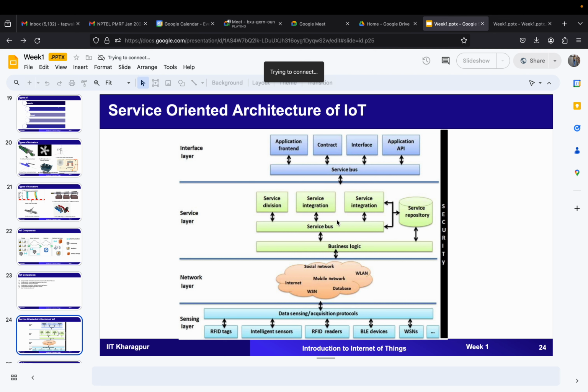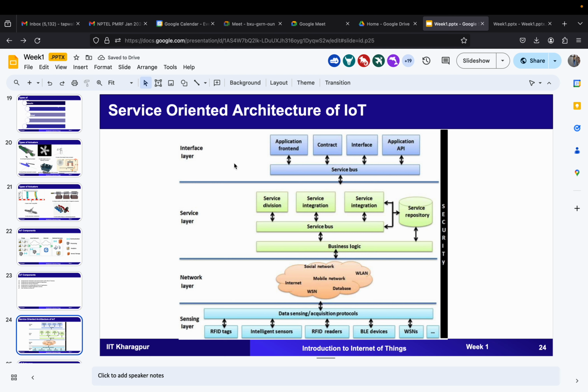Next one is the network layer. The network layer is responsible for providing communication between these devices. It makes the communication possible between two different devices, and also makes the communication possible with the outside world or network. Then the next one is the service layer. This service layer is responsible for providing different services to the devices. And then the interface layer. With the help of the interface layer, people can interact with the IoT system. It is basically used for providing the interface to the IoT system.